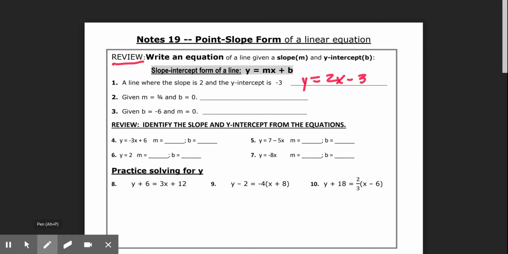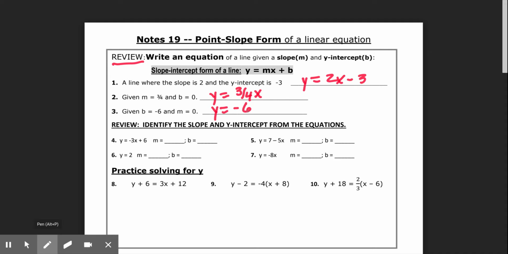minus 3. Number two, given m equals 3/4 and b equals 0, well, m is your slope, so that would be y equals 3/4 x, and we don't need to put plus 0. Number three, b is -6 and m is 0. So we don't need to put 0x. We'll just put y equals -6.